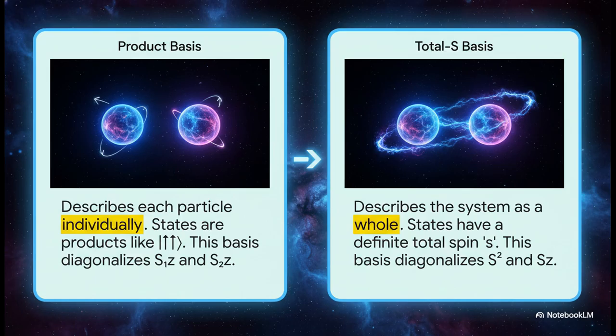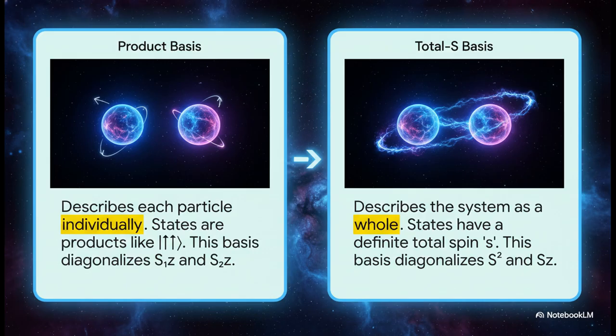So this is super important. We basically have 2 different ways of looking at the exact same system. On the left, you've got the product basis. This is probably how you think about it first, right? Just describe particle 1 spin, then describe particle 2 spin. Done. And that's great if you want to know about the individual parts.